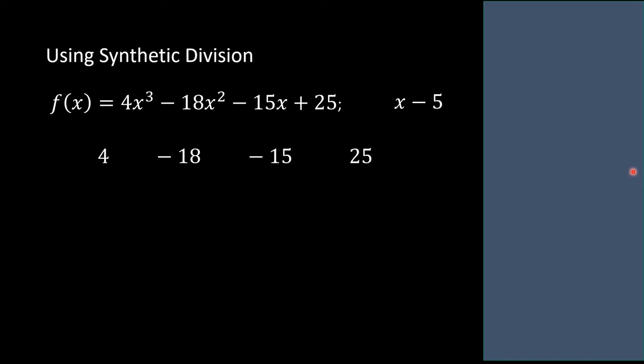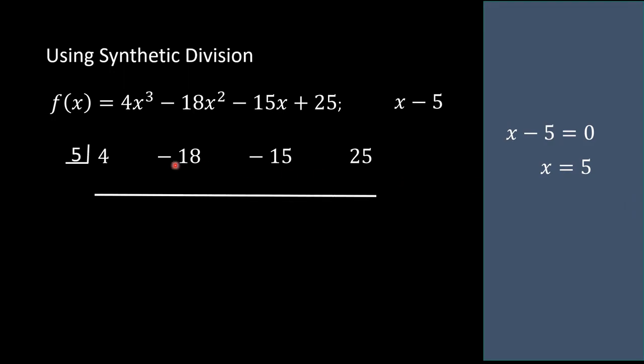Next, equate x minus 5 to 0 and solve for x. Transpose negative 5 to the other side, change its sign from negative to positive. So x is 5. Write 5 to the left of 4. Draw a line, copy 4, and write it below the line.